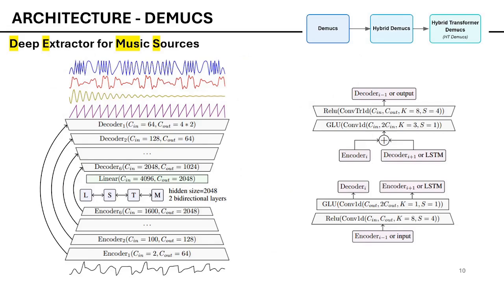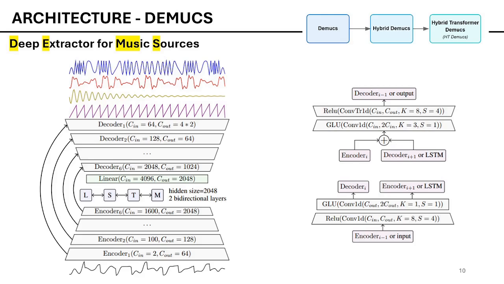Next, architectures. Our main focus of this paper is the Hybrid Transformer Demucs model. Demucs means deep extractor for music sources. Before going there, there are two other models, Demucs and Hybrid Demucs, followed by Hybrid Transformer Demucs. Let's briefly look at the Demucs model.